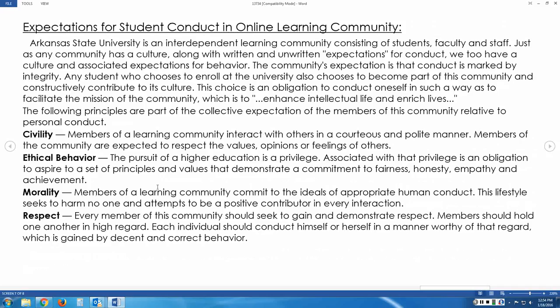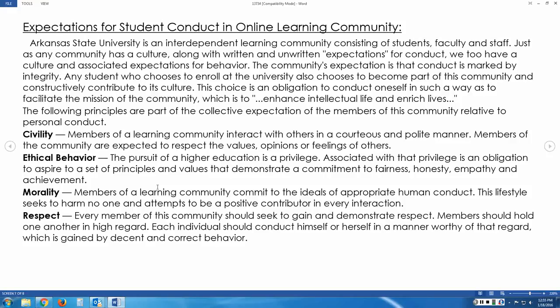This is an online learning community, and so it does afford different opportunities for written communications with each other and with me. And so I want to make sure that as scholars in an online learning community, we all follow the same tenets of civility and student conduct. So here are the 4 guiding principles that should really collectively guide all of your interactions with me and each other. Obviously, civility is really important. Ethical behavior is really important.